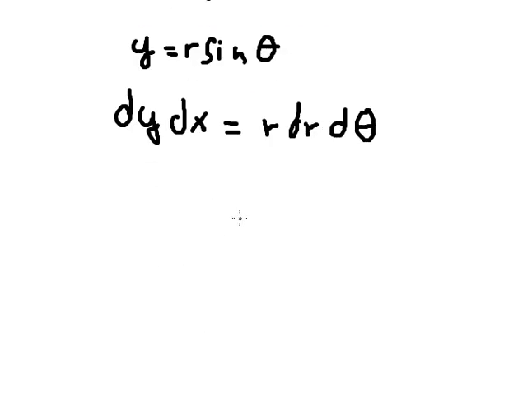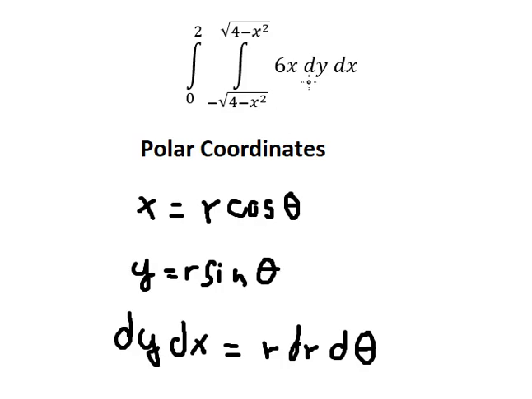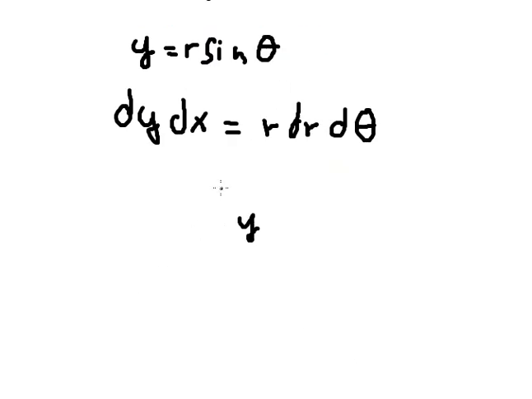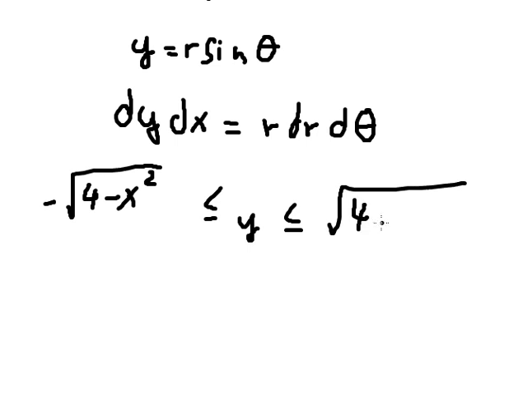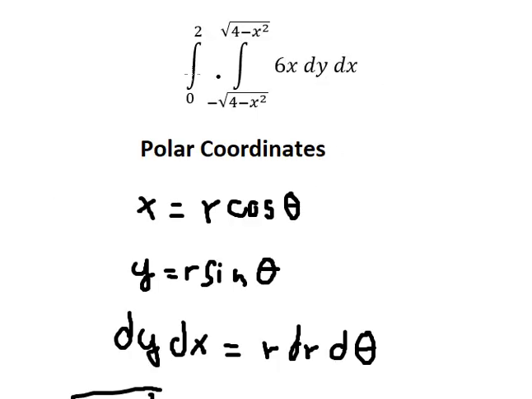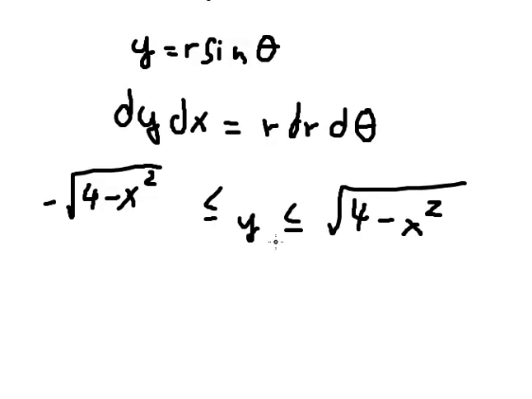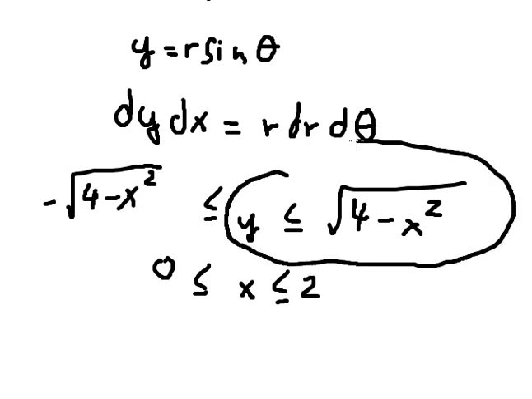So we can see that y is between negative the square root of 4 minus x squared and the square root of 4 minus x squared. About the x, for this one in here, x is between 0 and 2. Now we need to consider this one.